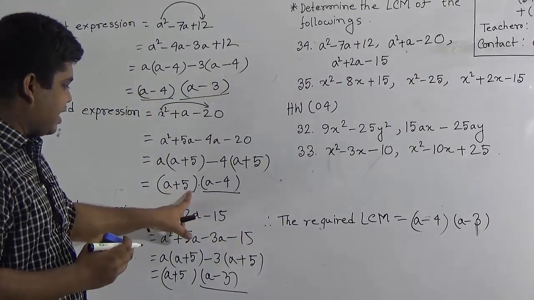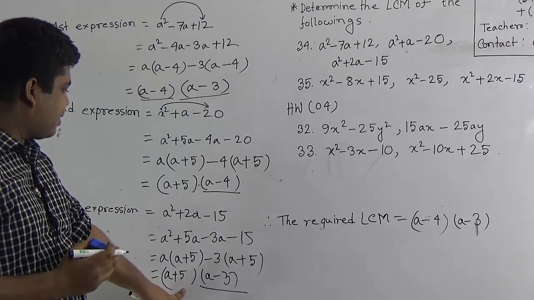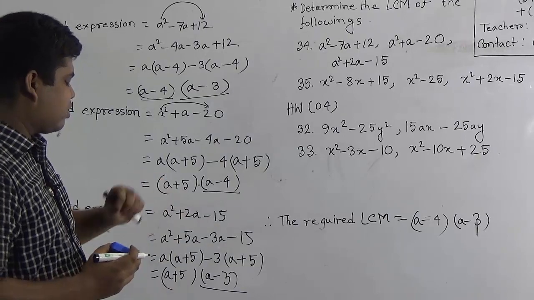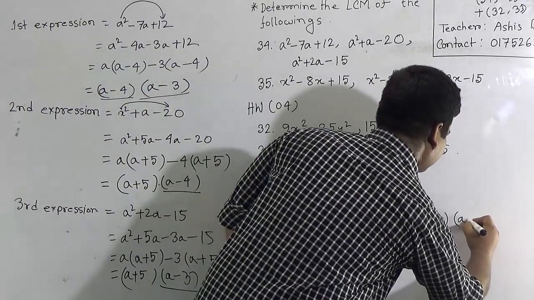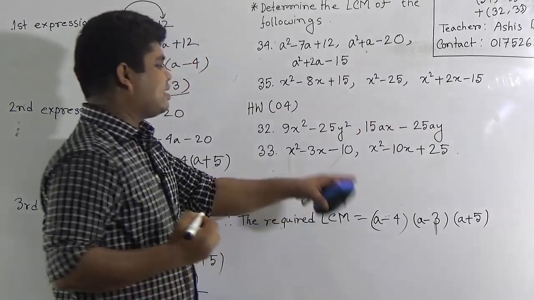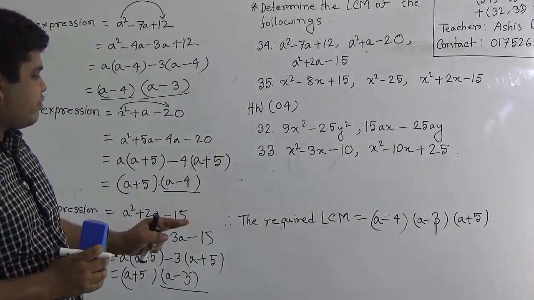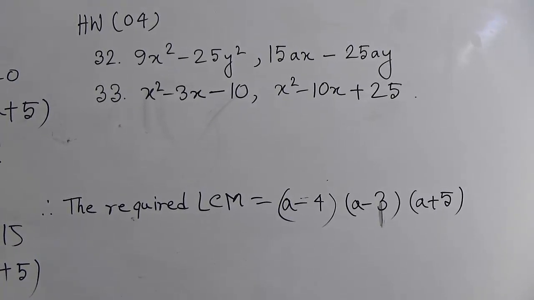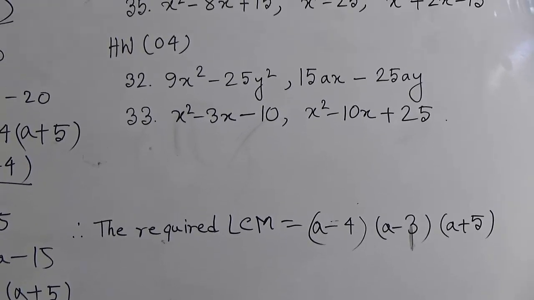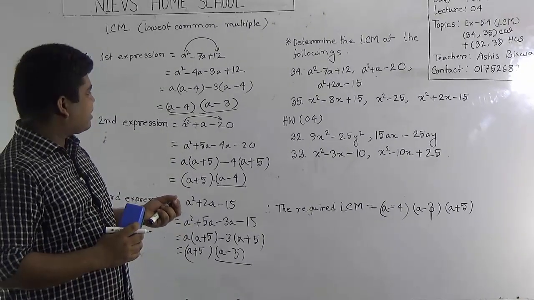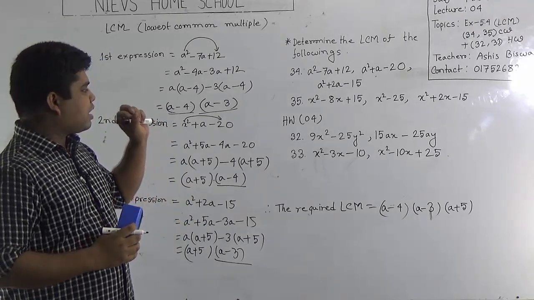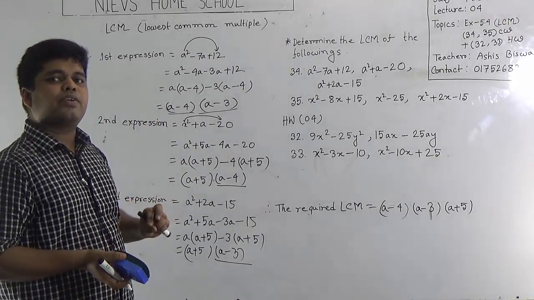In the second expression a plus 5 is left. In the third expression a plus 5 is also left. From these two, that means a plus 5, we take one a plus 5. And this is the LCM. I hope you understood how to find the LCM of the three expressions. I repeat the procedure. First of all, you resolve into factors the given expressions. After that, from those factors you take common terms and uncommon terms. That common term and uncommon term will be your LCM.